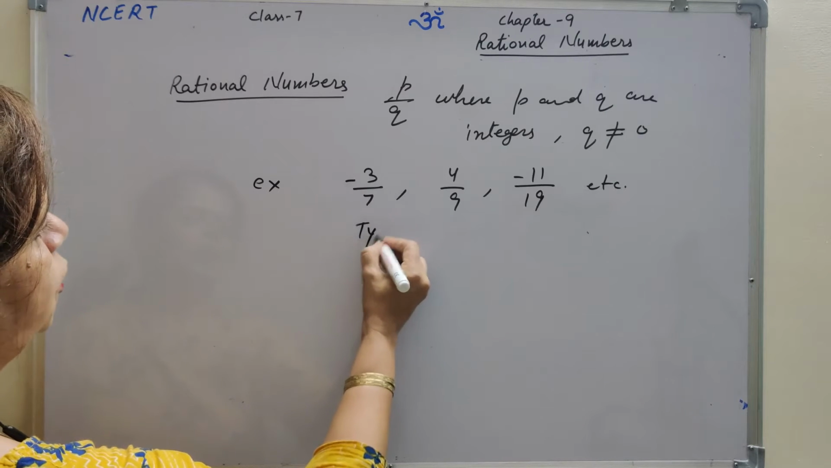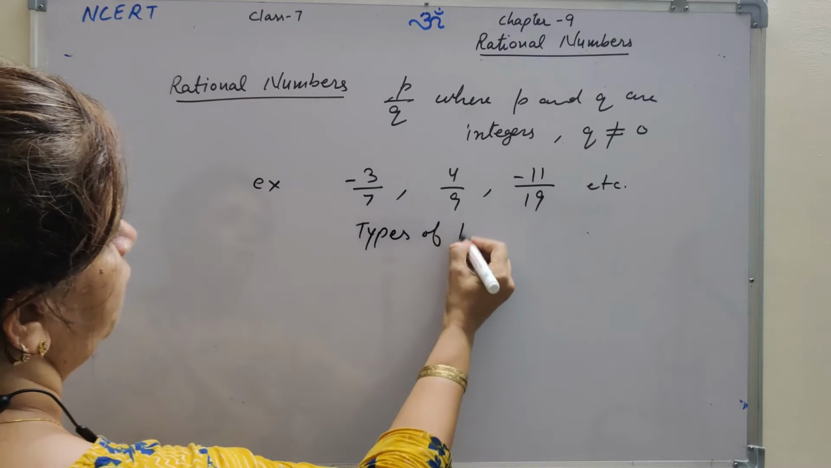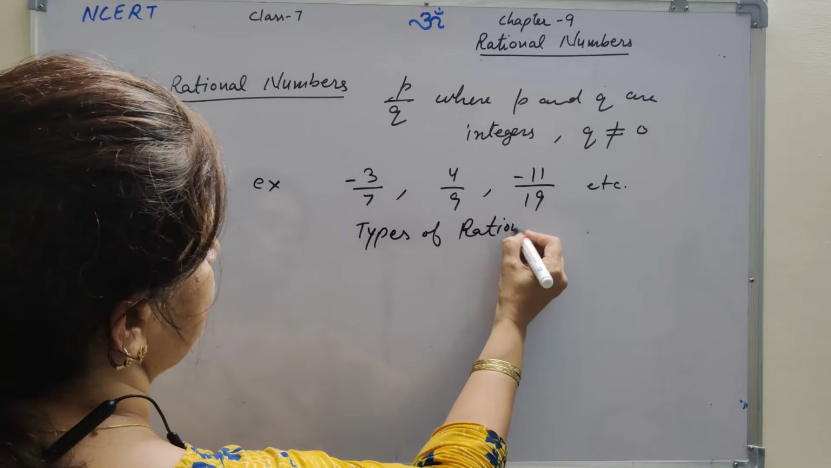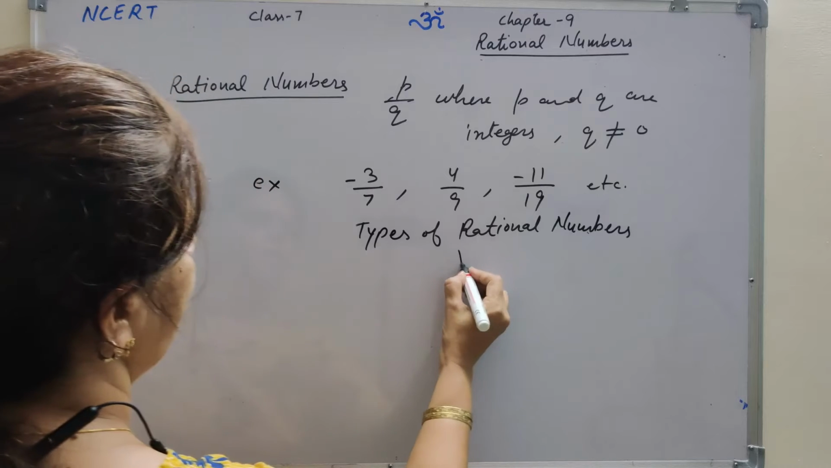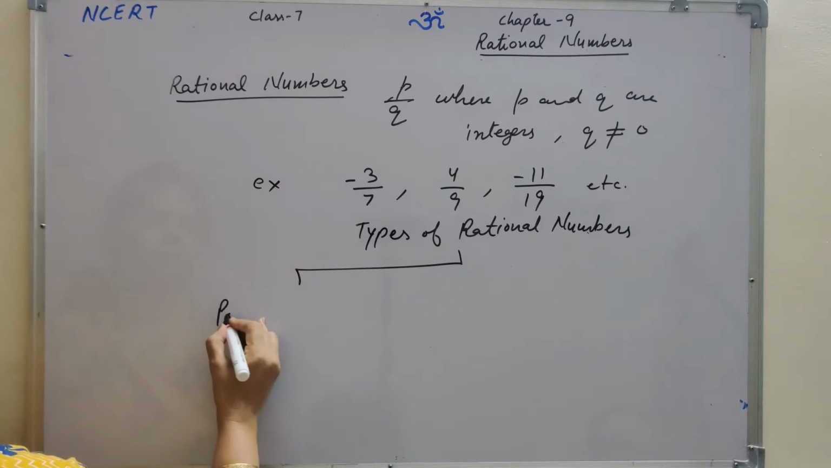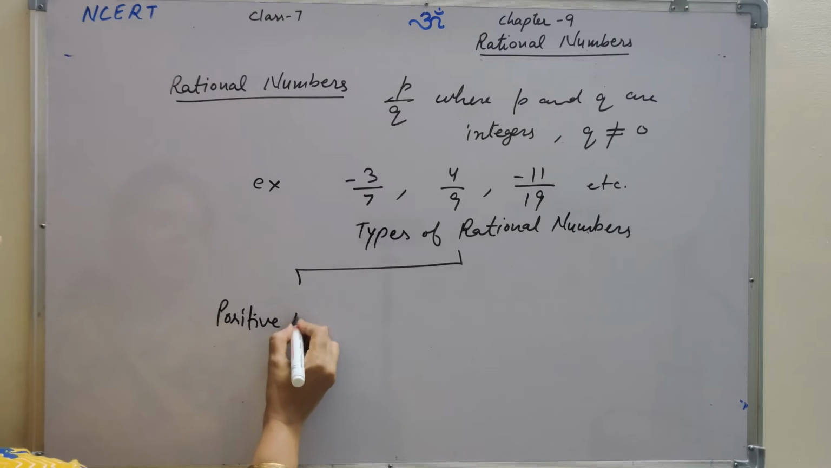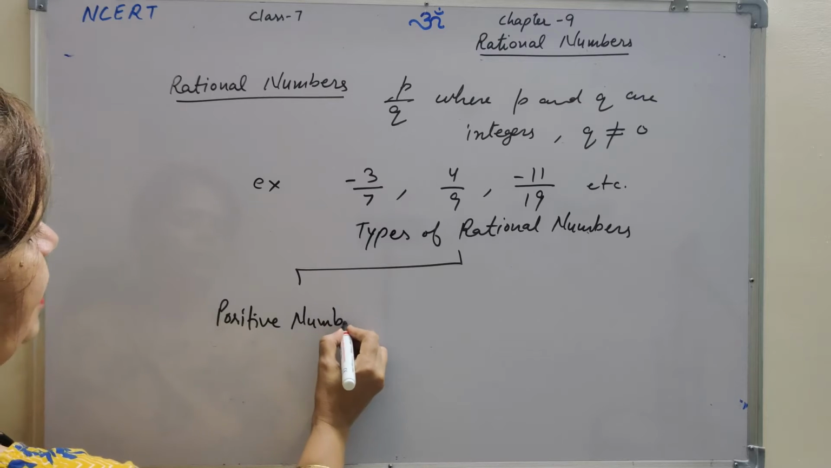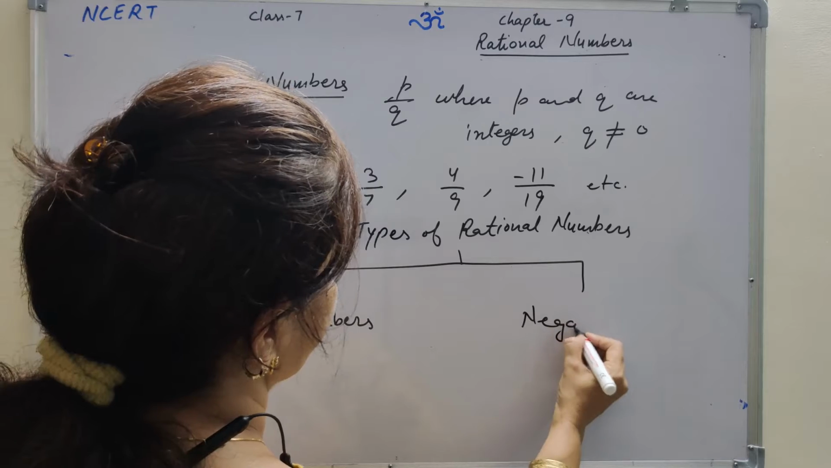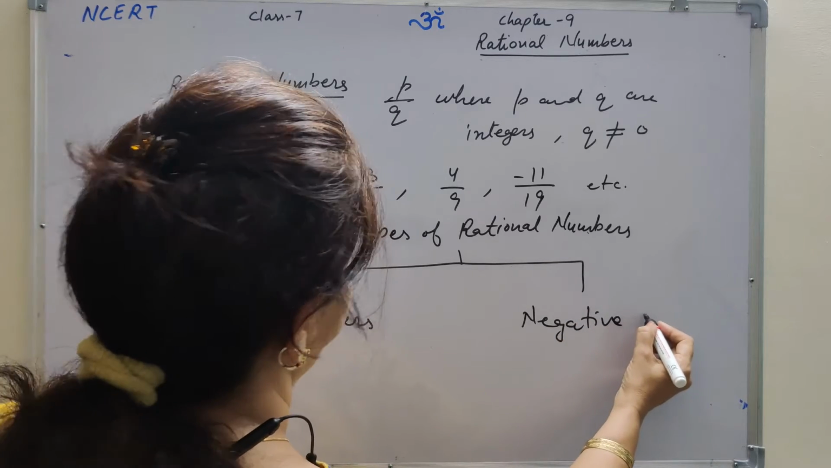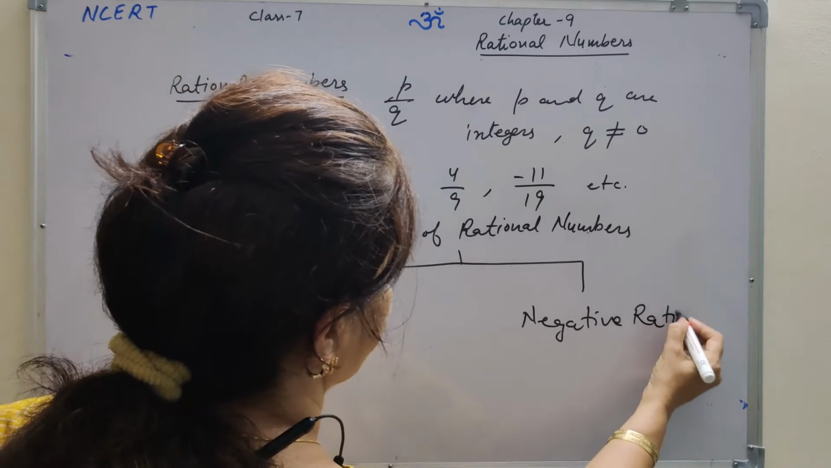So there are two types of rational numbers. One are positive rational numbers, and the other are negative rational numbers.